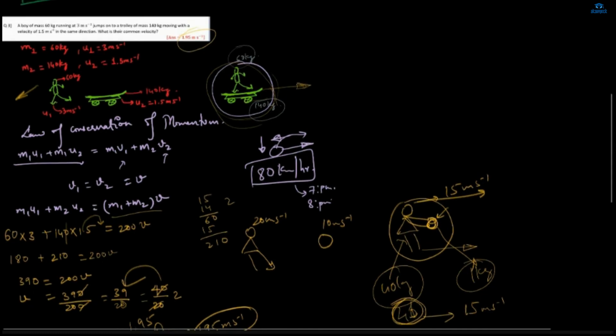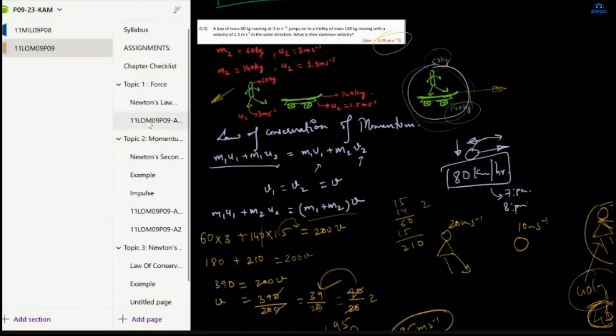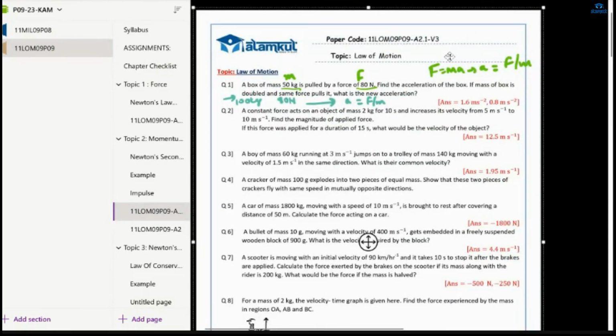So you will do these questions in the assignment work. This 2.1 V3 will be your assignment tomorrow, and there is also one more assignment, I guess 3.2 something, that ma'am will assign you. Whichever question you have a problem with, just mark it, and you can also send it to me, and we'll discuss it in the class.